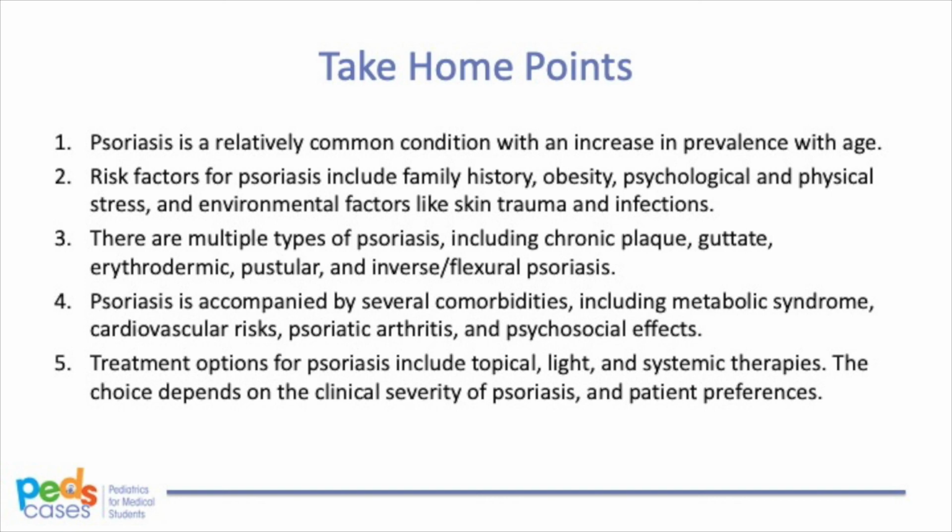Number 3. There are multiple types of psoriasis, including chronic plaque, guttate, erythrodermic, pustular, and inverse or flexural psoriasis. Chronic plaque psoriasis is the most common variant. Number 4. Psoriasis is accompanied by several comorbidities, including metabolic syndrome, cardiovascular risks, psoriatic arthritis, and psychosocial effects.